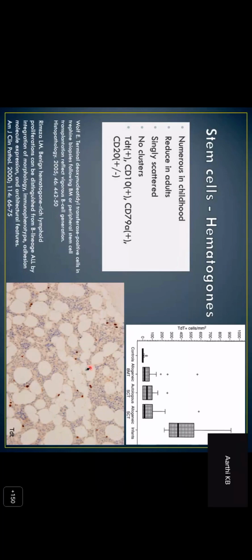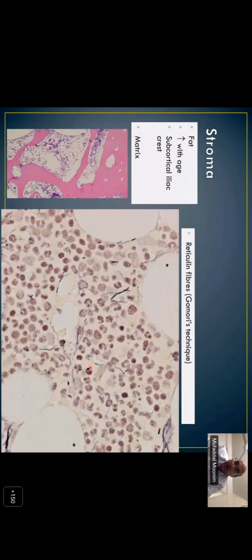Another type of stem cell in the bone marrow is the lymphoid precursor. These are not very common in adult bone marrows, but they tend to be quite frequent in pediatric bone marrows or following stem cell transplants. An easy way of identifying them is to use TDT immunohistochemistry. So this by and large covers the various cell lines that you would see within the bone marrow.